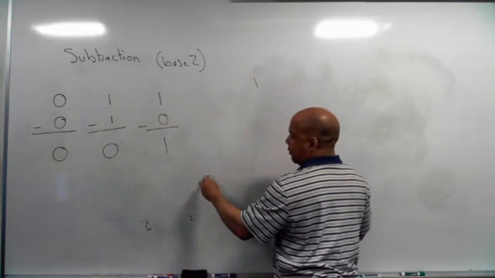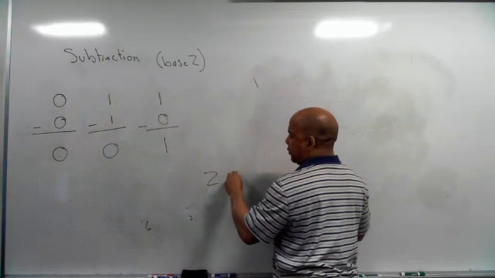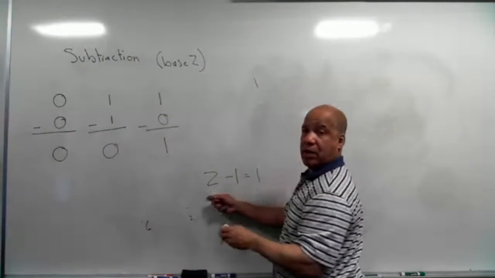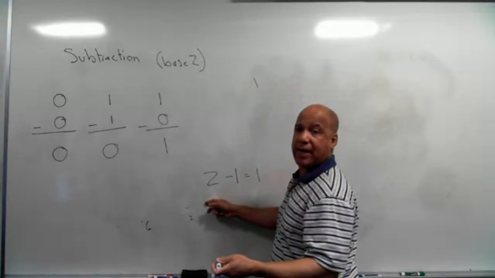But what I want to do is this. I want to do 2 minus 1. 2 minus 1 is a 1. Well, how do I write a 2 in base 2? How do I write a 2 in binary?